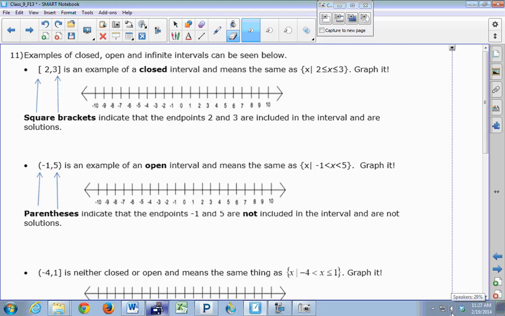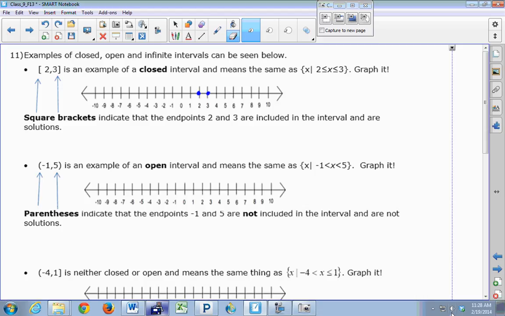2 brackets with a 2, comma 3. This is an example of what we call a closed interval. It means the same thing as this in set builder notation. The set of all numbers x such that x is between 2 and 3, including 2 and 3. So if we were going to represent that on a graph, graphing it on a real number line, someone want to tell me how to do this? Cambry, can you tell me how to represent that on a number line? Closed dot at 2, closed dot at 3, yep.